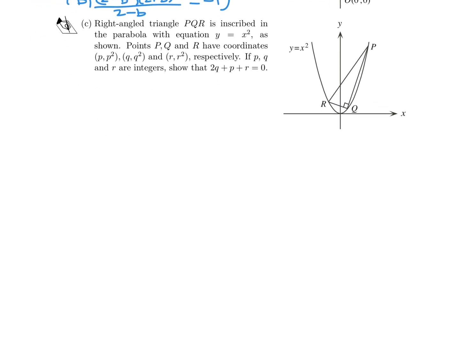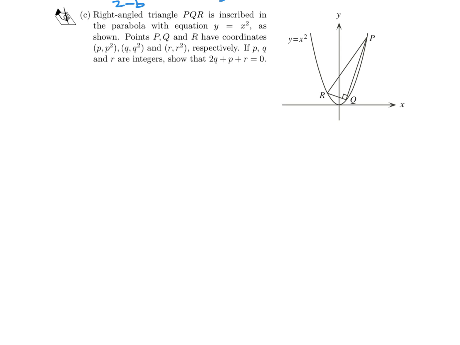All right, great. And then finally, we've got a right-angled triangle, this time PQR, inscribed inside y equals x squared again, as shown. PQR have coordinates as shown respectively, and PQR are integers, show that 2q plus p plus r is equal to 0. All right, so I'm not really sure what to do to show that, but I think I'm going to follow the same thing that I've been doing so far, and I should be able to arrive at that somehow. And that is the same story where you take the two slopes and you understand that because they're perpendicular, the product of their slopes would be negative 1.